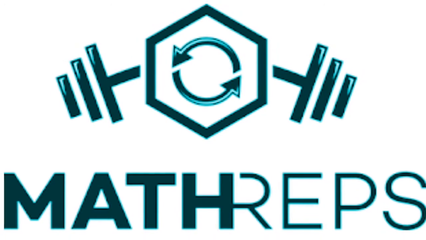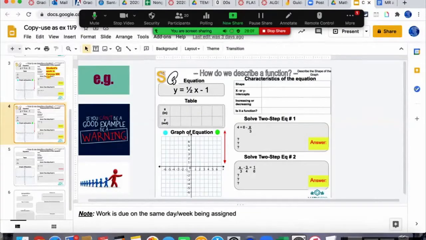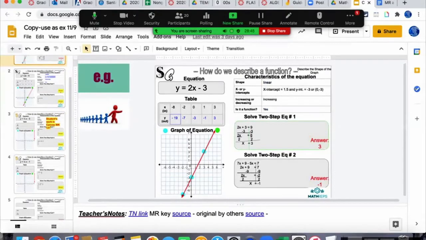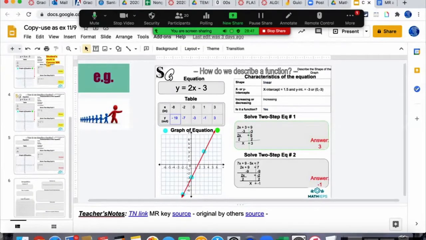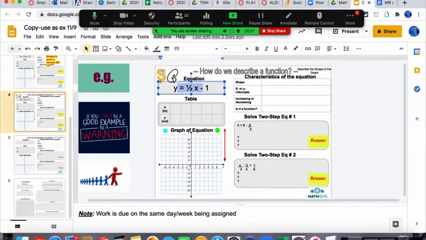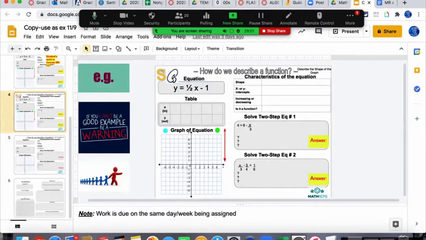Okay. The note down here is saying that no work is due on the same day or the same week it is being assigned. This is the problem that I did with class, and I show it in the link in your Canvas class under guided practice. Now this is a similar problem that we're going to do, and the only difference is that the equation here changed, and we have more solving two-step equations that we are going to practice down here.